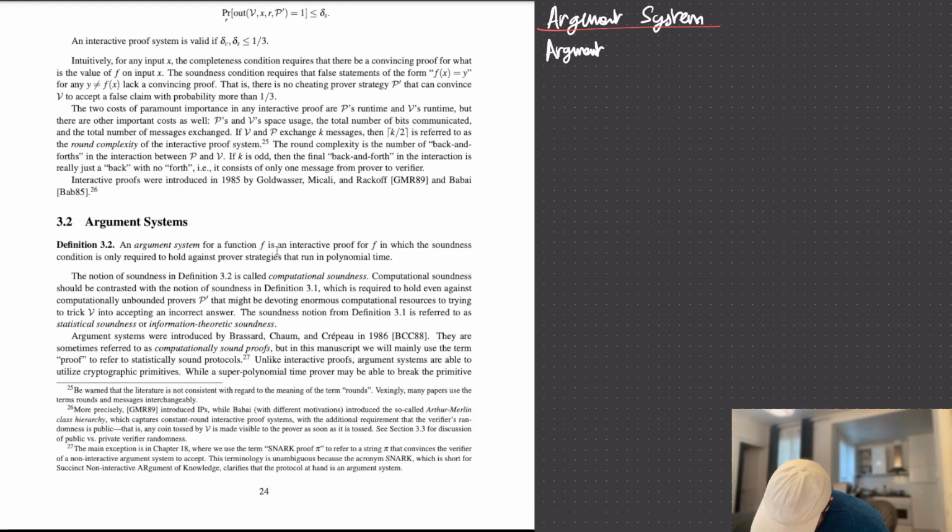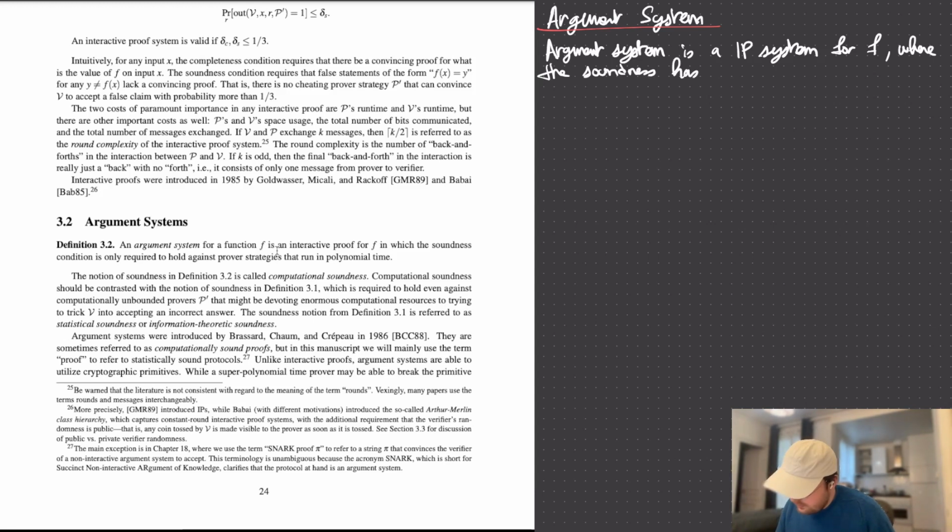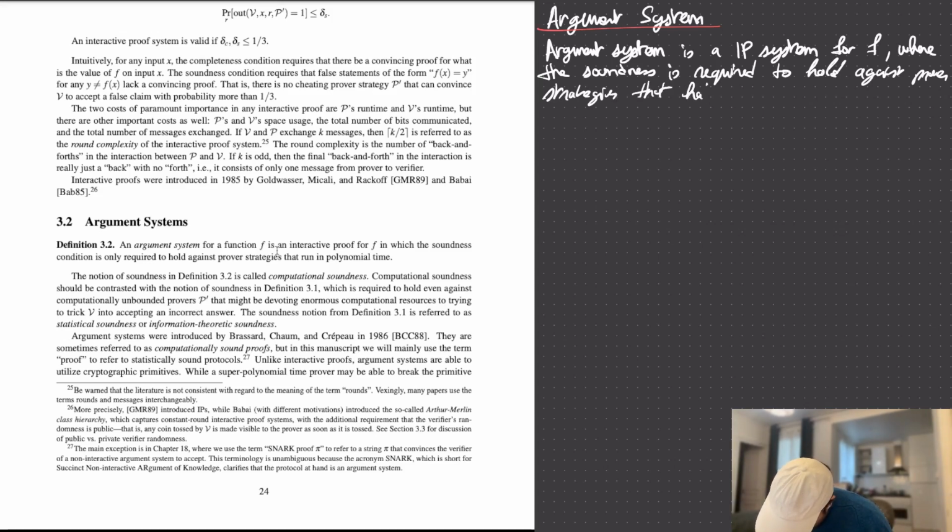An argument system is an IP system for f where the soundness is required to hold against prover strategies that run in polynomial time.